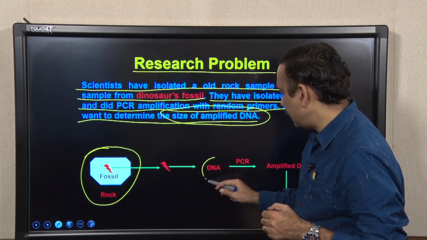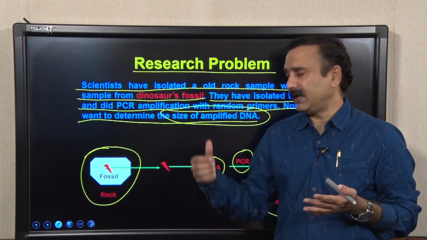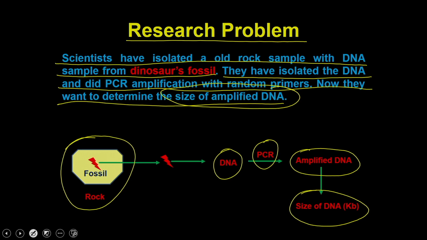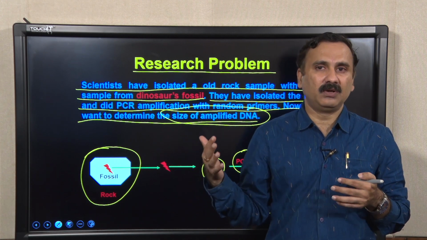So what they have done, they have done the PCR, and then they got the amplified DNA, and this amplified DNA they are trying to identify the size of. Now you understand that this is one aspect of this problem: you simply run a molecular marker, and it gives you a calibration curve between the size of the DNA versus the distance it covered, and then you can utilize the amplified DNA, calculate the RF values, and it gives you the size of that particular DNA.